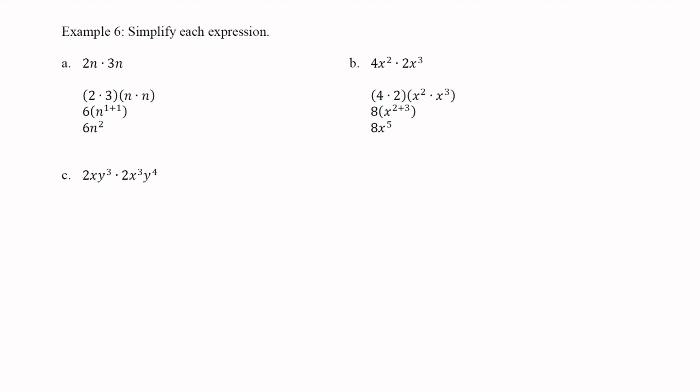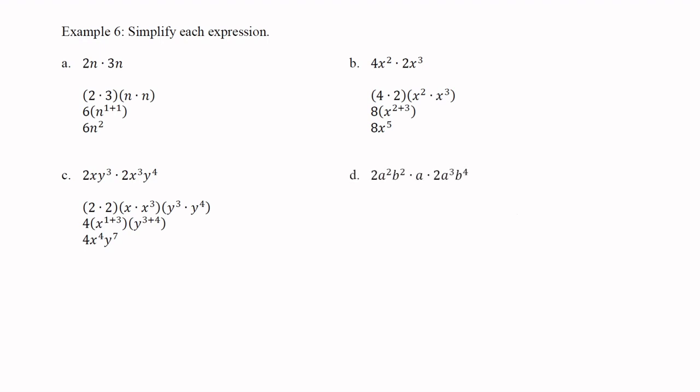For C, we have 2xy to the third times 2x to the third y to the fourth. So again, we are going to separate our coefficients and our variables, putting our x's together and our y's together. 2 times 2 gives us 4. x times x to the third gives us x to the 1 plus 3. y to the third times y to the fourth gives us y to the 3 plus 4. Then we go to 4x to the fourth, y to the seventh when we add our exponents.